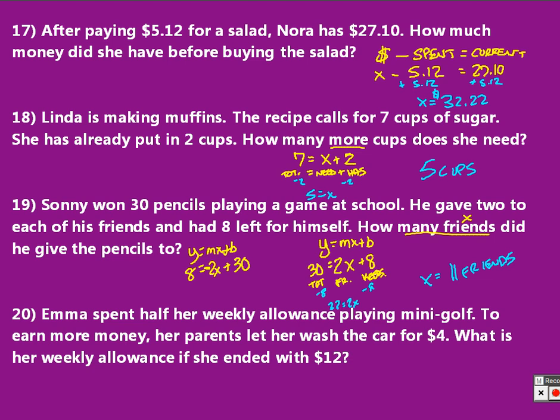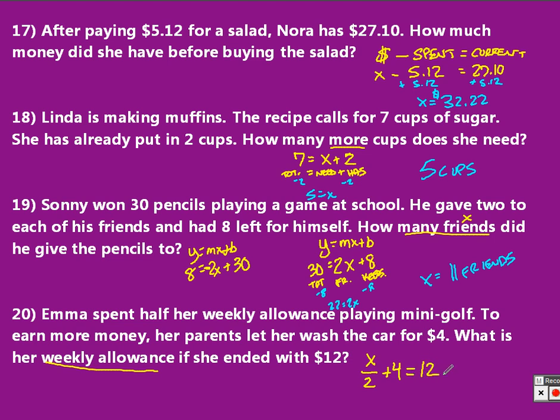She spent half of her allowance playing mini golf, then her parents let her wash the car. So, let's start with what her allowance is. X. We don't know what it was, so that's what we're looking for. What is her weekly allowance? First thing she did was she spent half of it, meaning divide it by 2, cut it in half. Then, she added $4 by washing the car, and that gives her a total of $12.